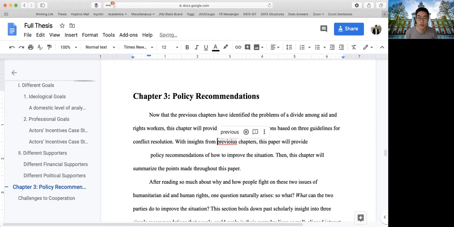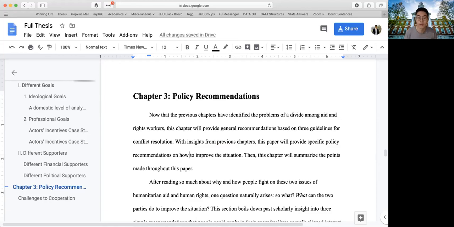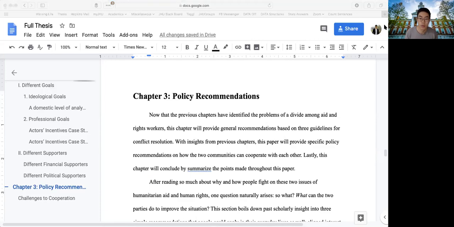specific policy recommendations on how the two communities can cooperate with each other. Then lastly, this chapter will conclude by summarizing the points made.